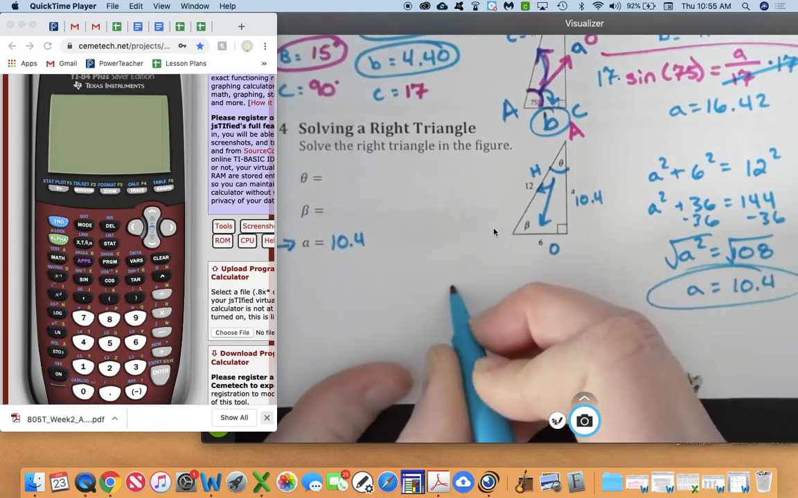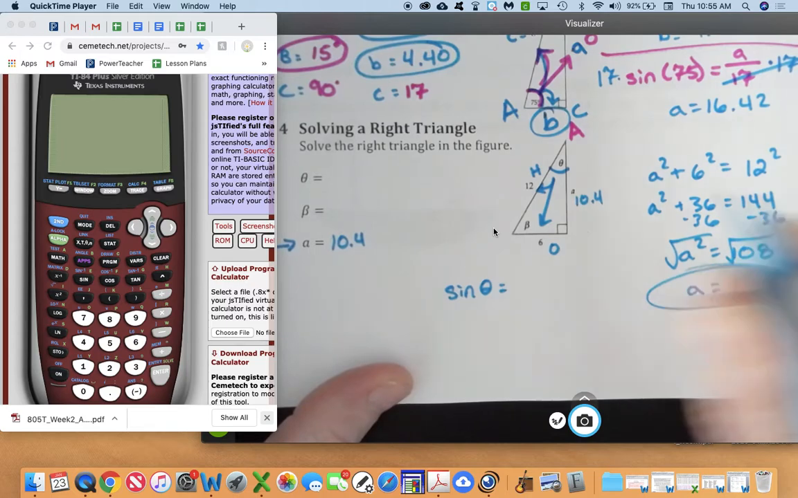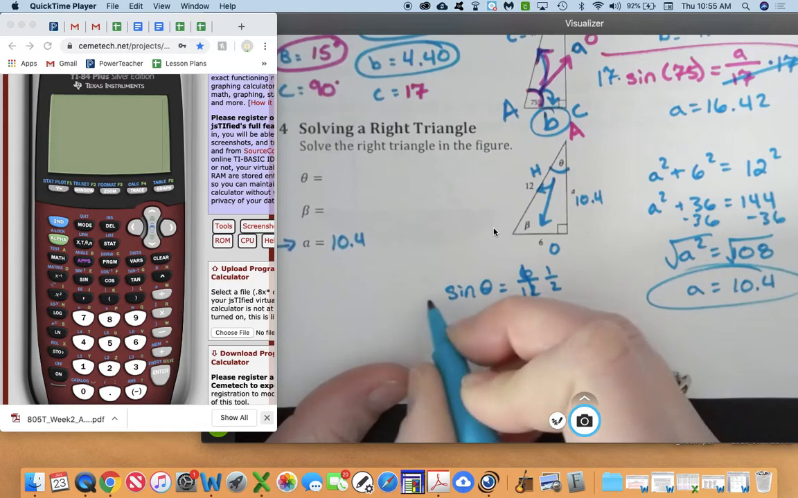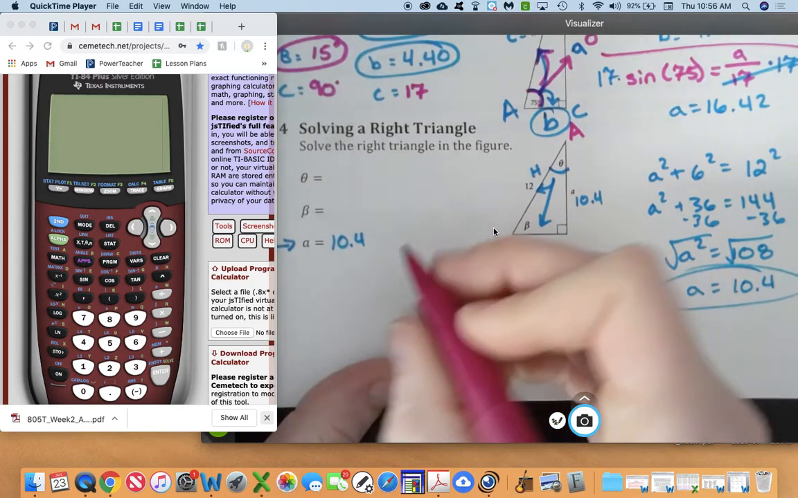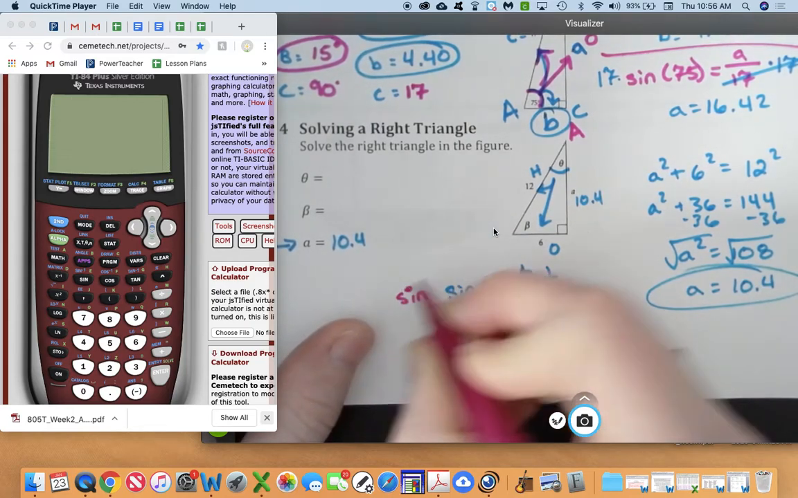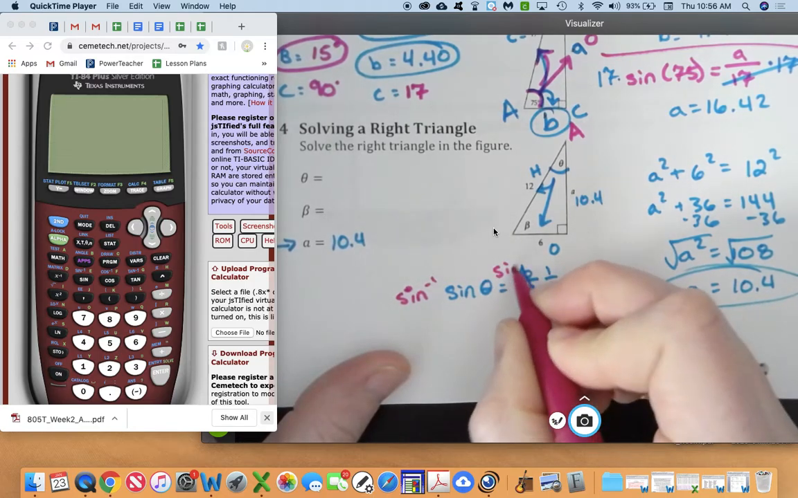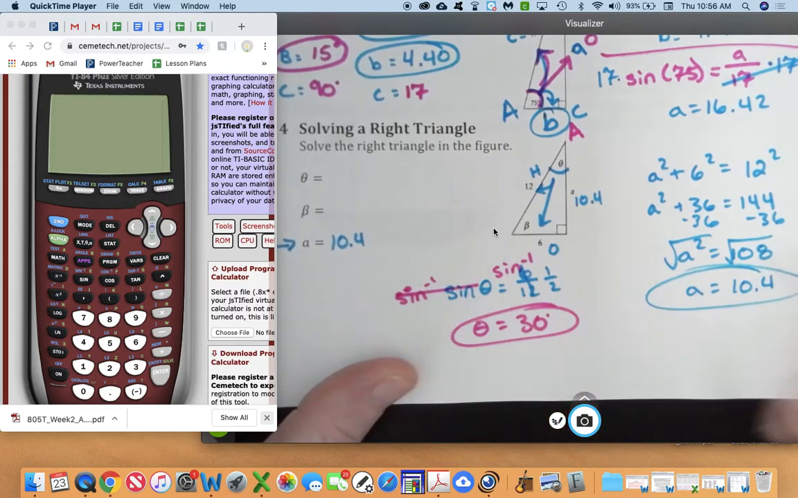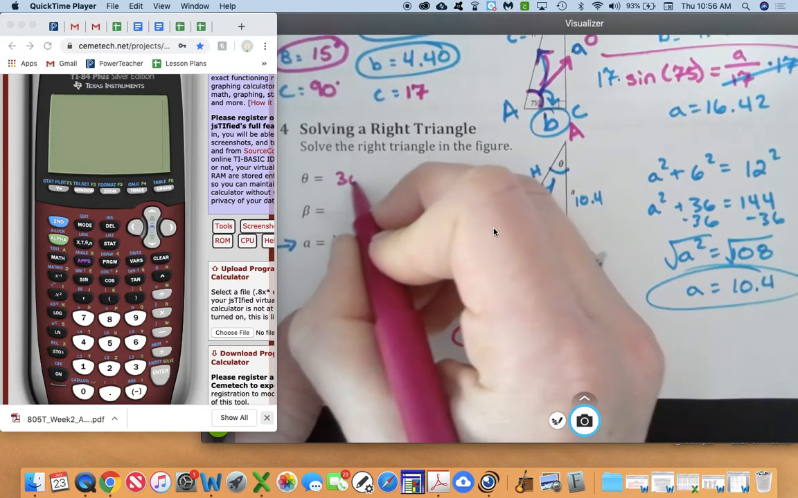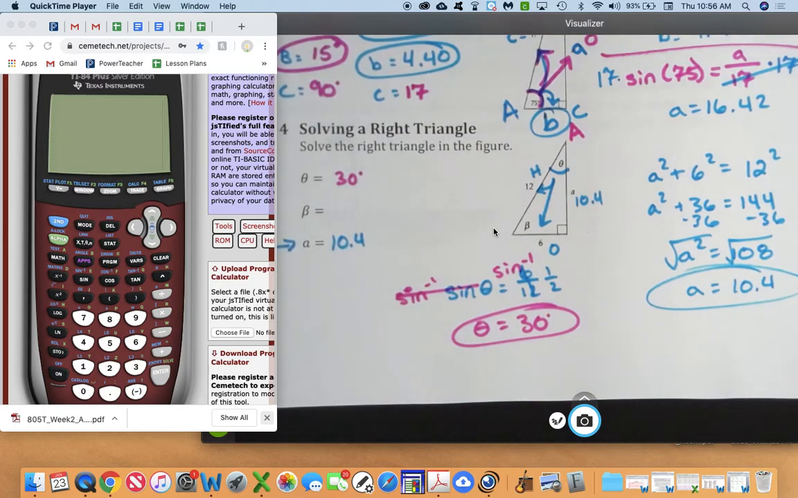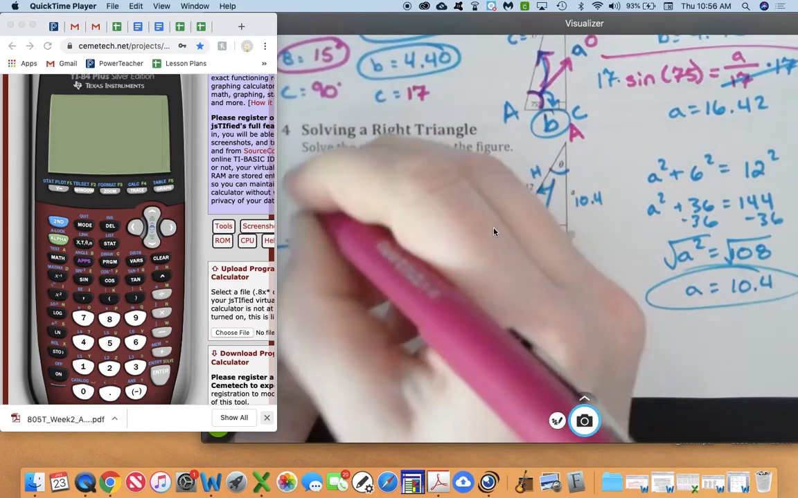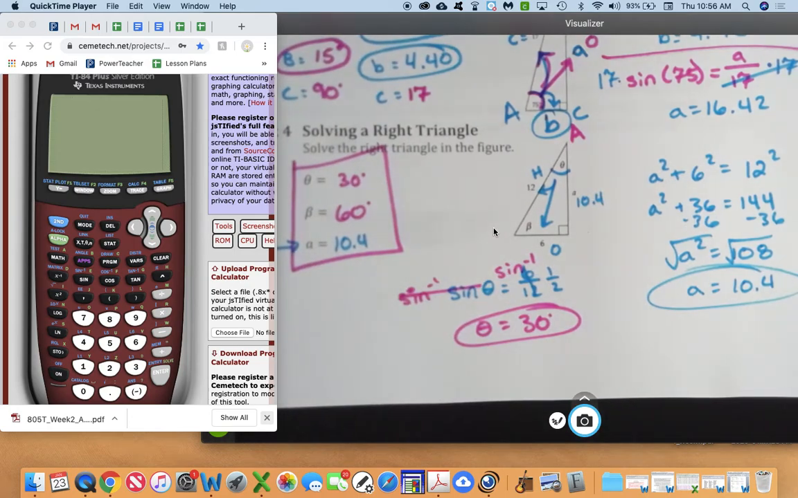Sine of theta equals 6 over 12, which is 1/2. And you do the inverse. If you do the inverse, you find that it is 30 degrees. Yes, because sine of 1/2 is 30 degrees if you look on your unit circle. You could have used another trig function to find what beta is, but don't do that. They add up to 180, so this has to be 60 degrees. Beautiful. There you go. All done. When it says solve the triangle, find everything that's missing.